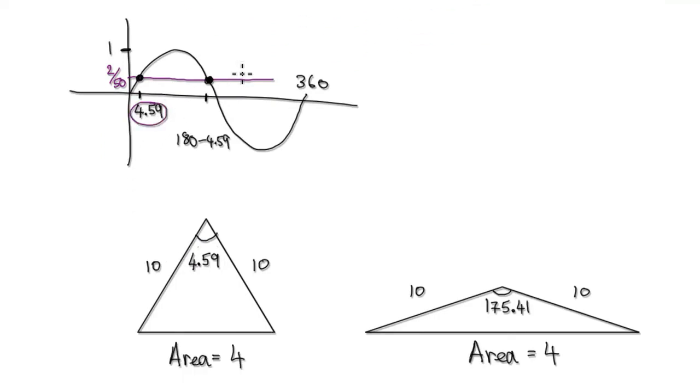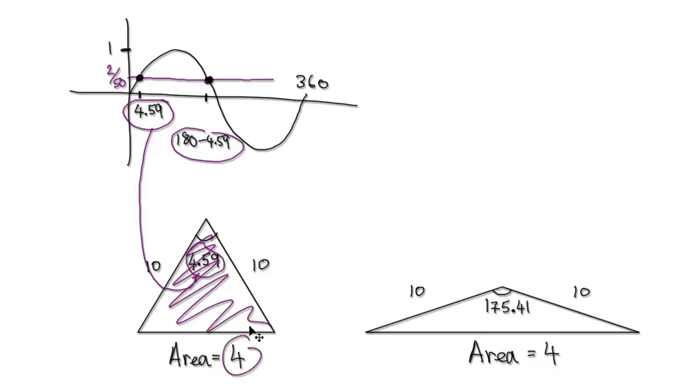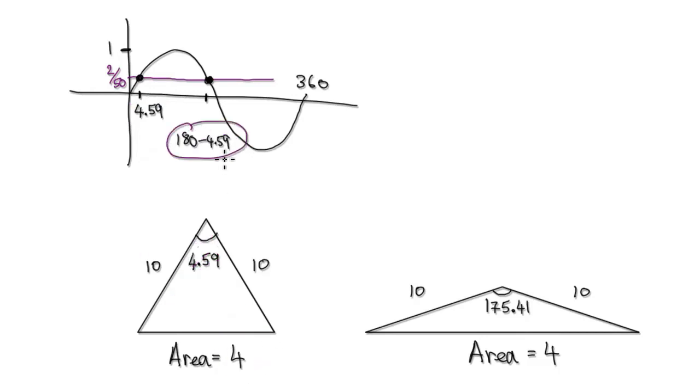And then if you want this point here, then jump to 180 and then take away 4.59. That will then give us this thing here. So this is our second solution. So what that means is the first angle is 4.59. That will give you an area of 4. And then the other solution, if you get 180 take away 4.59, it will give you this second angle. And this angle here also gives you an area of 4. Okay.